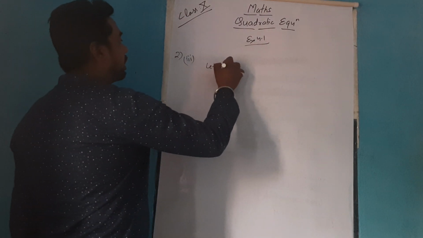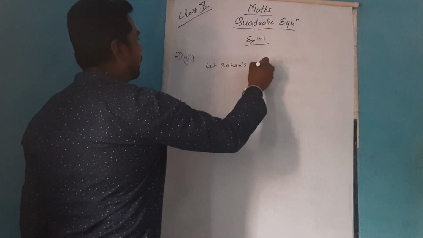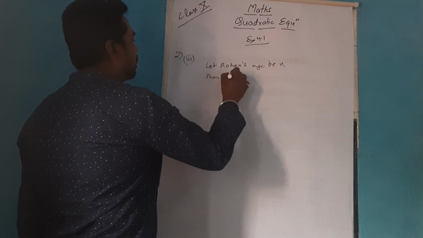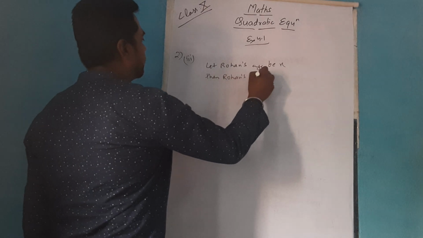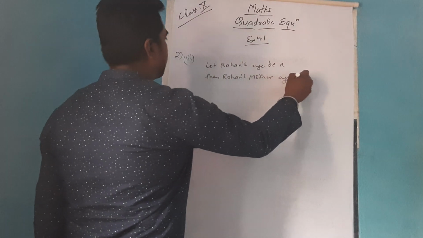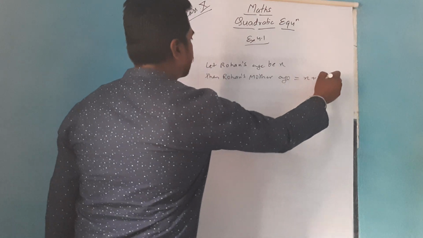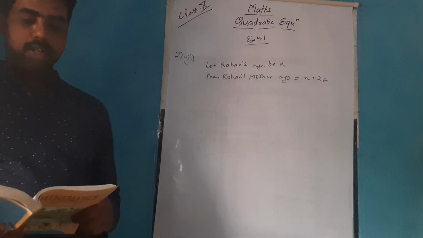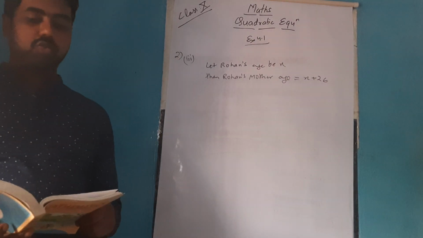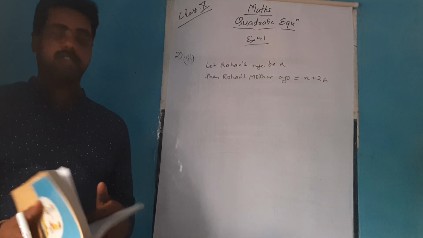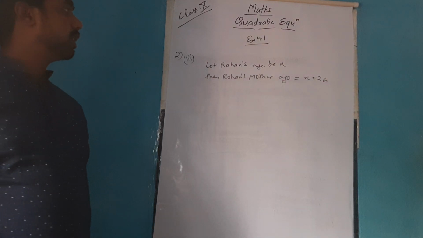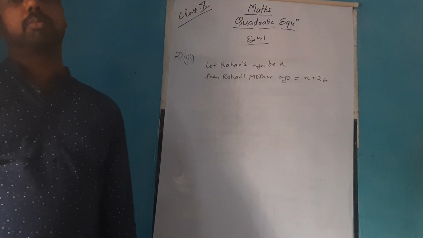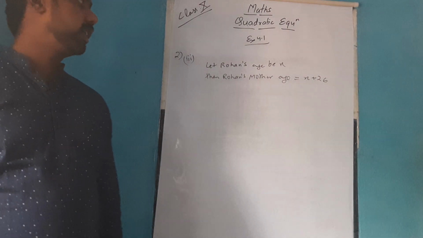So we will let Rohan's age be x, then Rohan's mother's age will be x plus 26, as Rohan's mother is 26 years older than Rohan. It also says that the product of their ages 3 years from now will be 360. It means after 3 years, the product of the ages they will attain after 3 years will be 360.